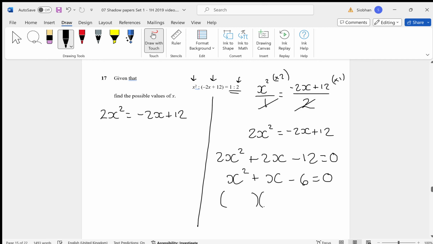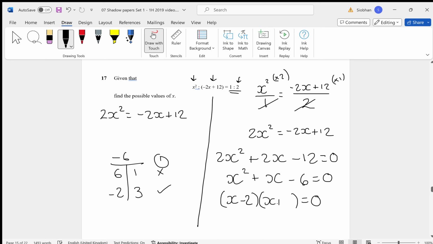Because it's a non-calculator paper, it's most likely going to factorise. So we need two numbers that times together to give minus 6 and add together to give 1. Our options are 6 and 1, 2 and 3, and one of the numbers needs to be a negative. Which of these numbers, take away the other number, gets you 1? 6 minus 1 is 5. 1 minus 6 is minus 5, so it's not that one. 2 minus 3 is minus 1. 3 minus 2 gets us 1. So 3 minus 2 must be the answer.